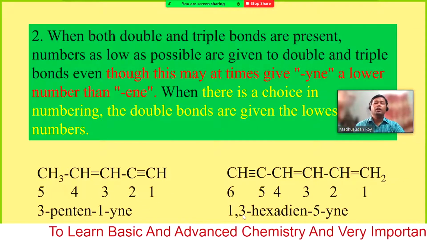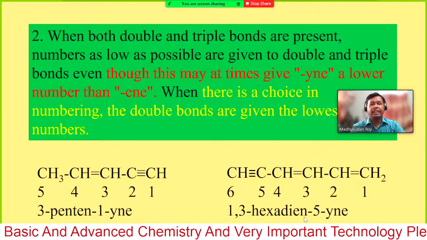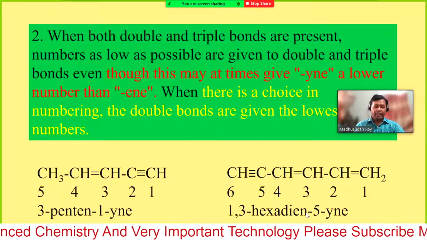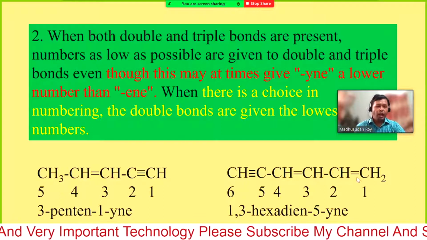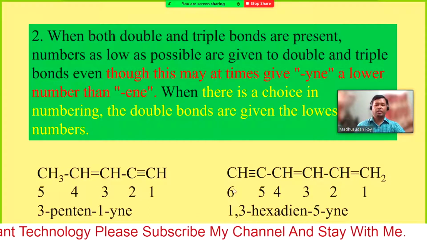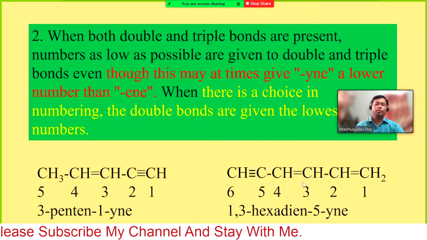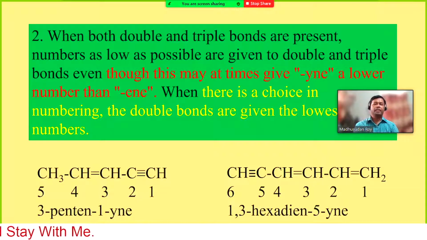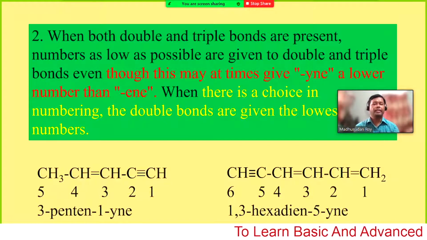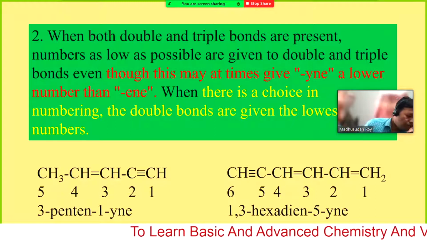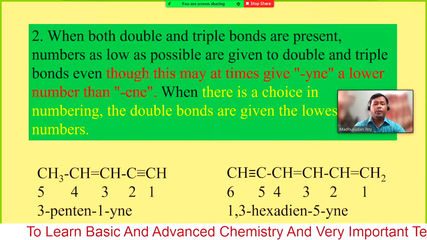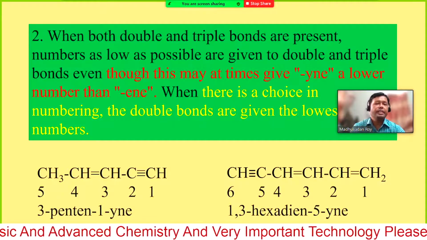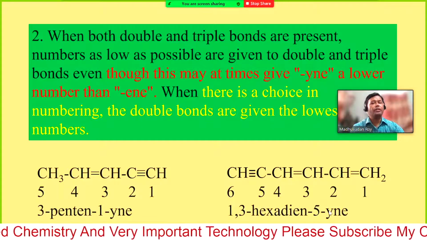And for this one, 1,3-hexadiene, 5-yne. So how many double bonds? We have 2 double bonds. Here we have one double bond and one triple bond, but here we have 2 double bonds. Already I have mentioned in the previous slide that if you have 2 double bonds or 3 double bonds, in that case you have to mention diene, triene like this. If you have 2 or 3 double bonds or triple bonds, you have to mention diene or triene or tetraene this way.